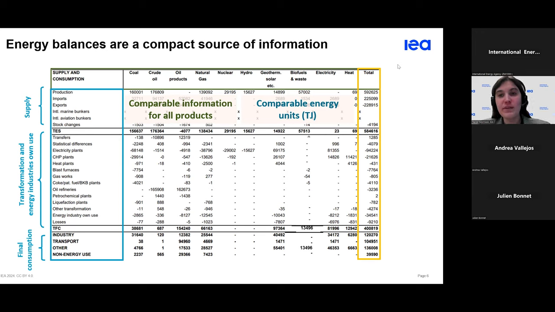Then across the columns of an energy balance, we have all the different energy products, such as coal, crude oil, natural gas. But the main component of an energy balance is that all energy products are within energy units. In the commodity statistics, you may have coal in kilotons and natural gas in terajoules, which means that you can't really compare the two products. But within an energy balance, all energy products are converted to the same unit. This allows you to compare these products and create a total column that gives you the complete picture of how energy is consumed within a country.